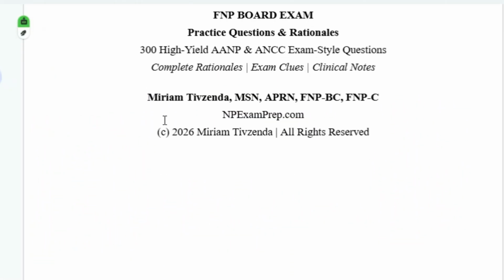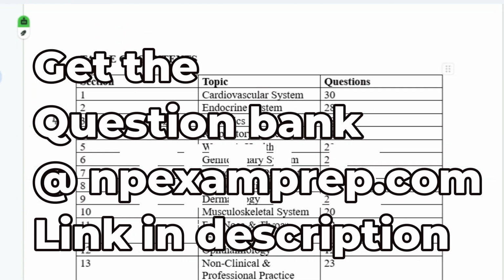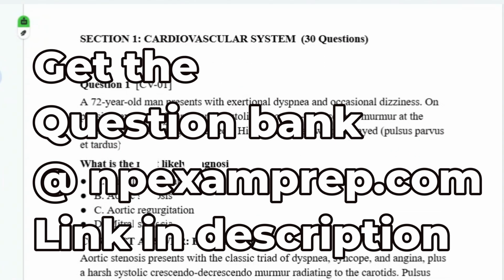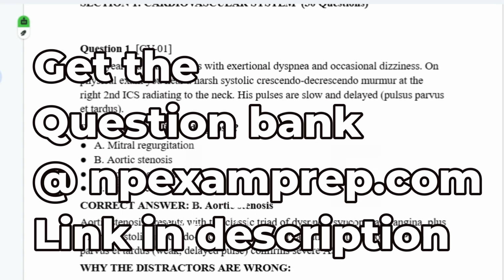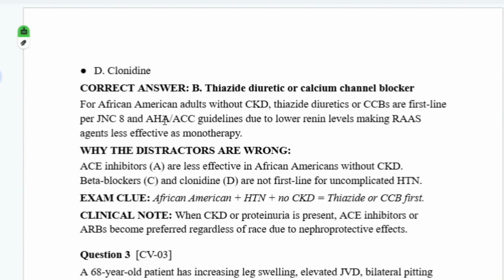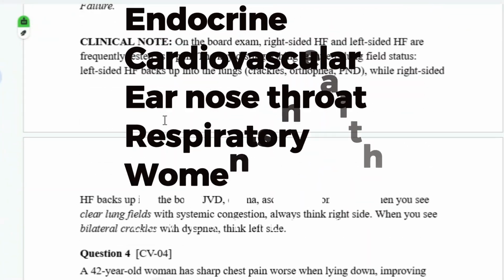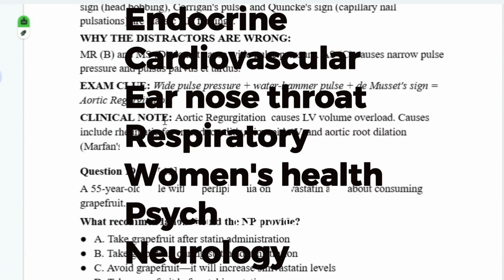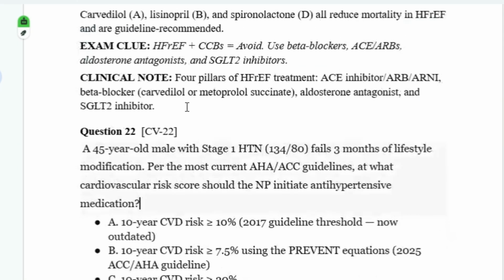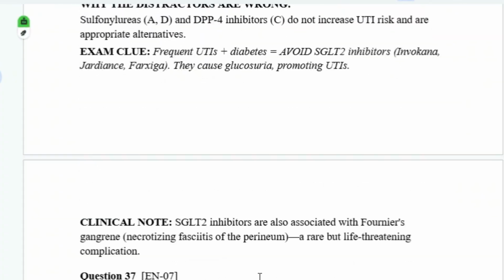I have just finished creating some 300 questions, sample practice questions for the FNP board exam. And I've noticed something. These questions are all based on pattern recognition. In my 304 practice questions, I covered all the topics from endocrine, cardiovascular, ear, nose, throat, respiratory, women's health, psych, neurology, all of those. So it's totally 304 questions, but I'll list it as 300 questions.